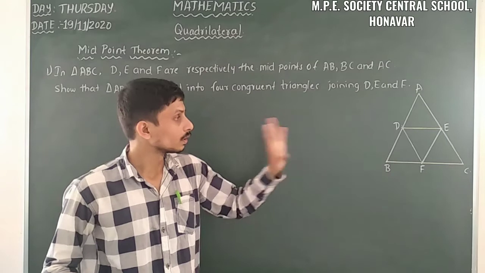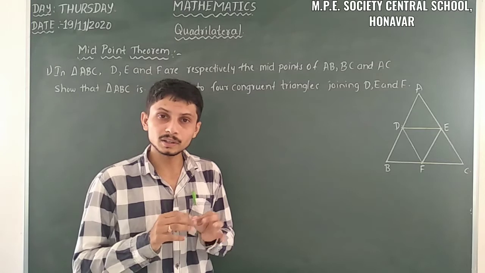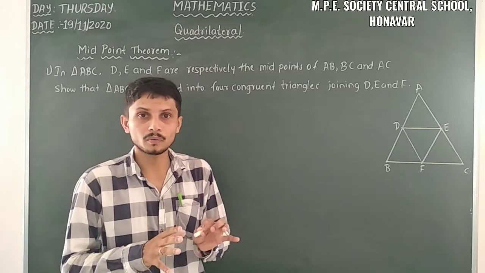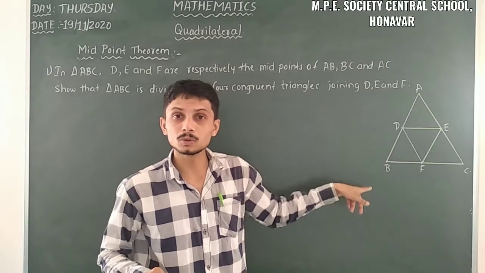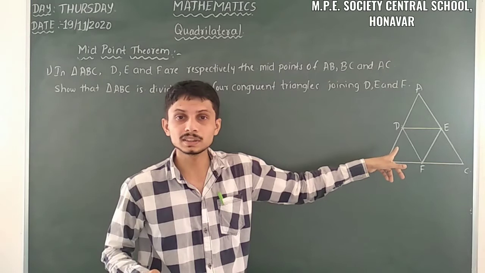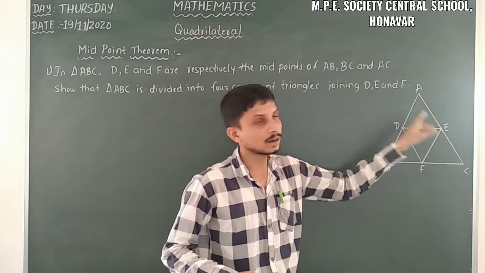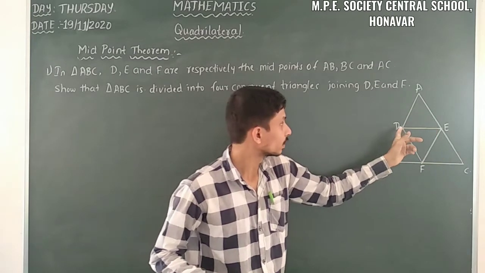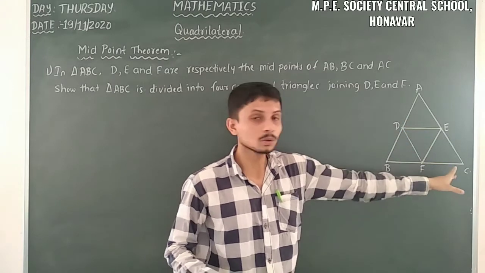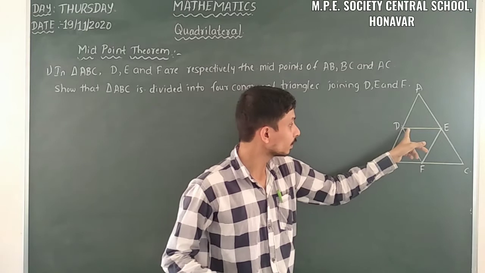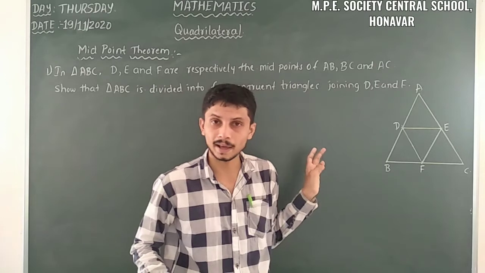So let us take that one. Here we already know that when we draw a line passing through the midpoints of two sides of a triangle, it is parallel to the third side. So here we consider D and F are midpoints of AB and AC, then DF is parallel to BC. So that means we have a parallelogram here. Just observe, DFB is a parallelogram.